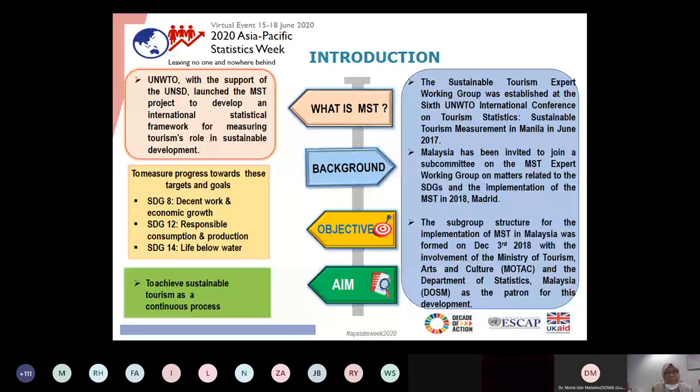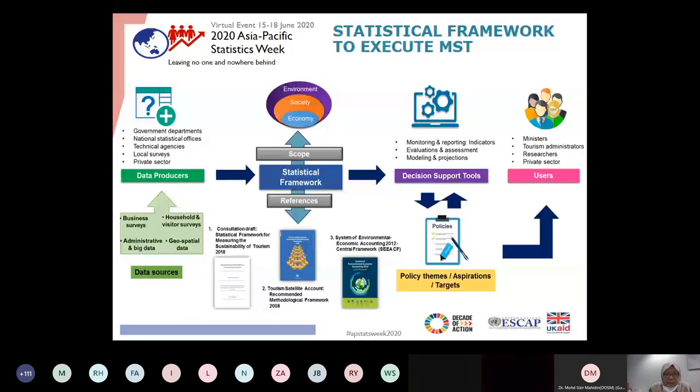Next slide. The statistical framework measuring the sustainability of tourism, MST, is an intersection between data producers, data sources, and the use of data for reporting and analysis, and decision support tools. The data producers comprise government departments, the National Statistical Office, technical agencies, local surveys and private sectors. Data sources can be from business surveys, household and visitor surveys, administrative and big data or geospatial data.